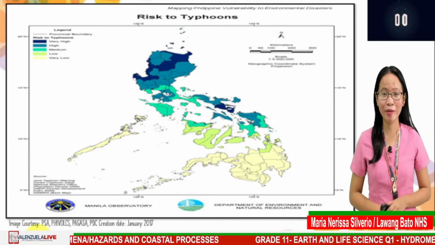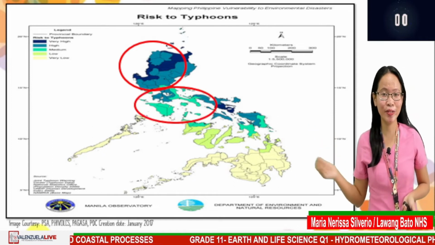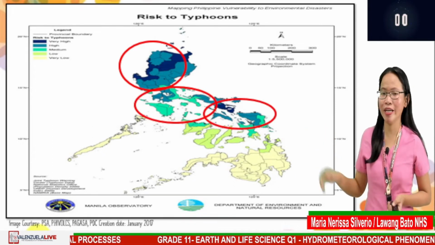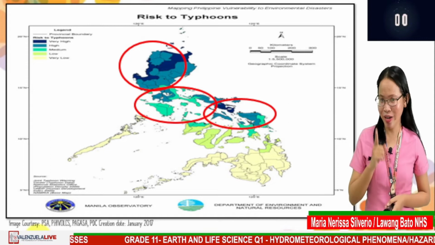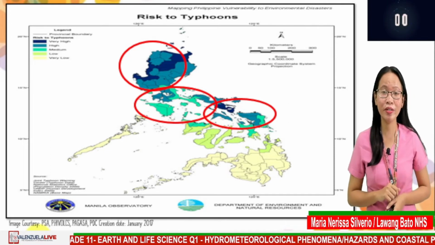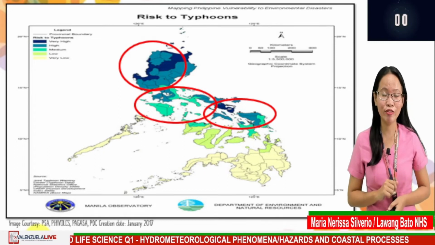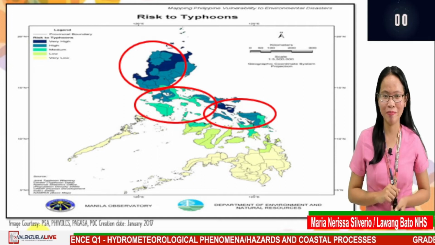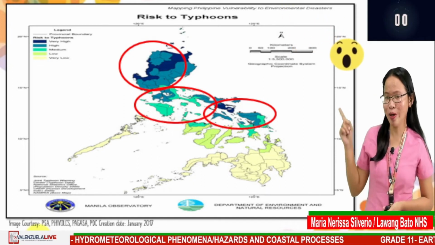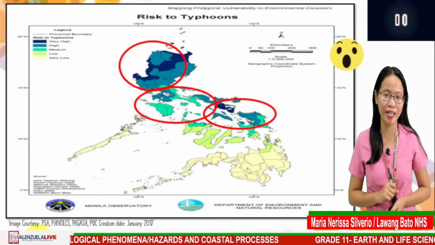If you mentioned places found in northern Luzon, southeastern Luzon, and eastern Visayas, you are correct because these are the areas that are highly at risk to the occurrence of tropical depression, tropical storm, typhoon, and super typhoon. Kindly click the wow button if you mentioned places found in these areas.